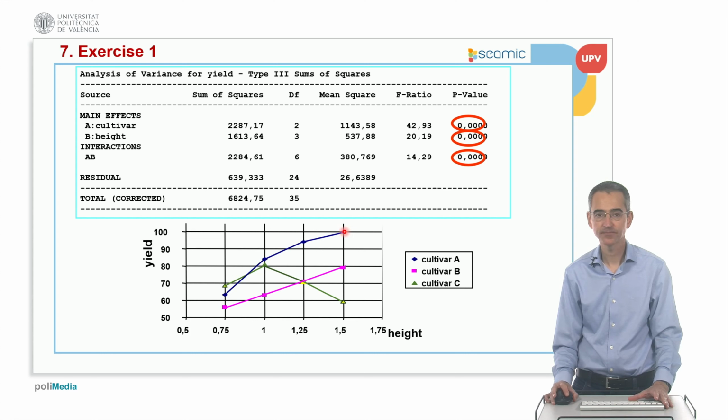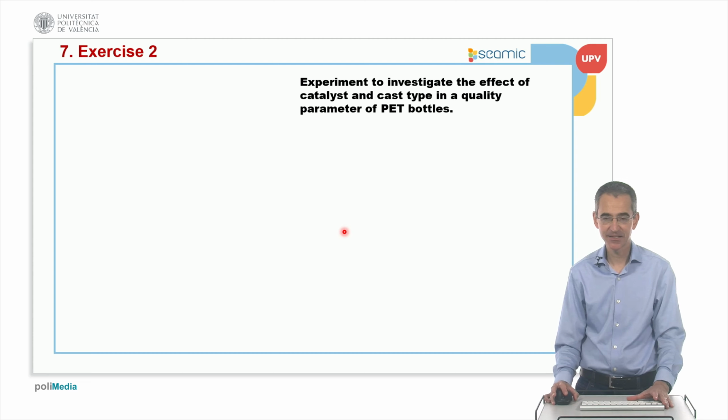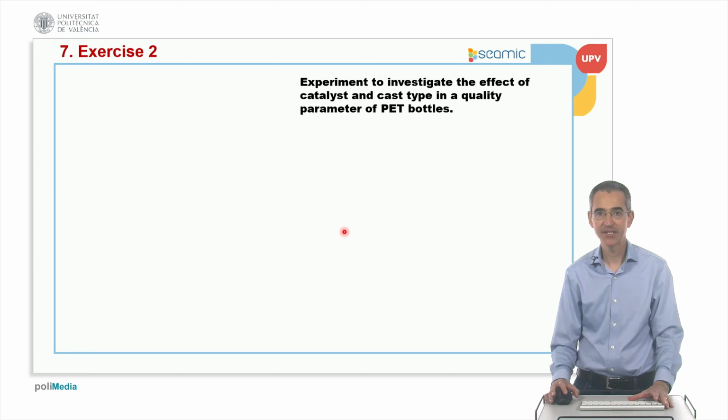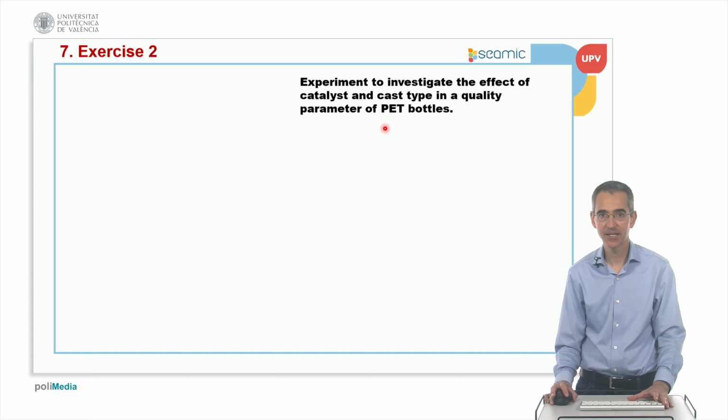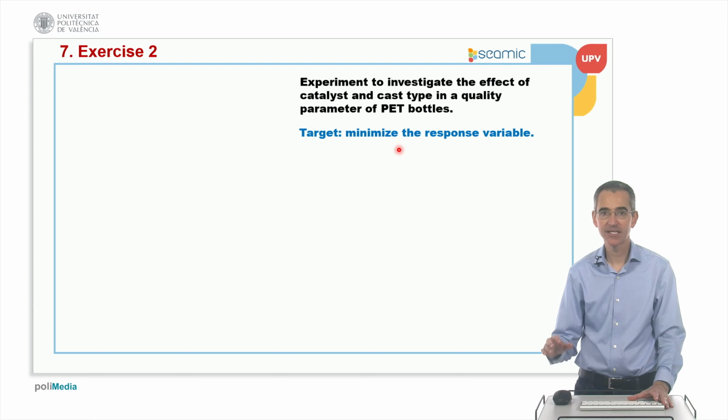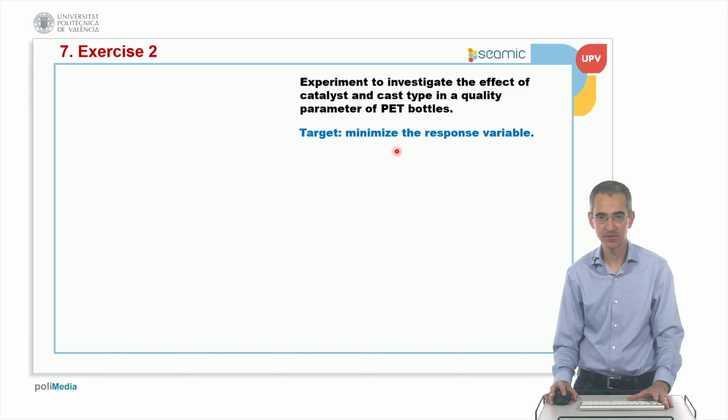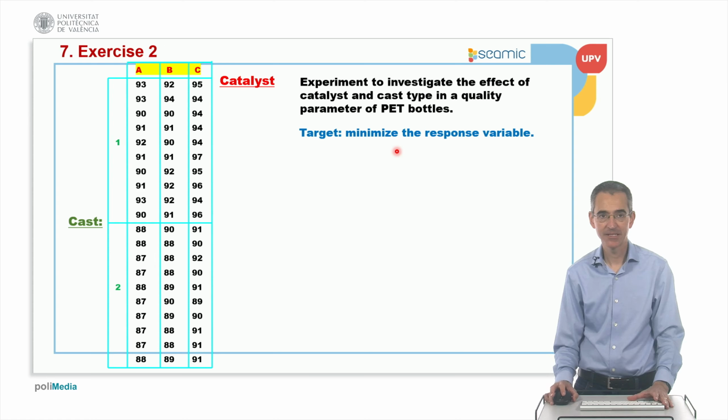Okay, well, good. This is the second exercise that I'm going to explain. This is an experiment carried out to investigate the effect of catalyst and cast type on the quality parameter of polyethylene bottles. The target in this case is that we want to minimize the response variable. Well, these are the experimental data.